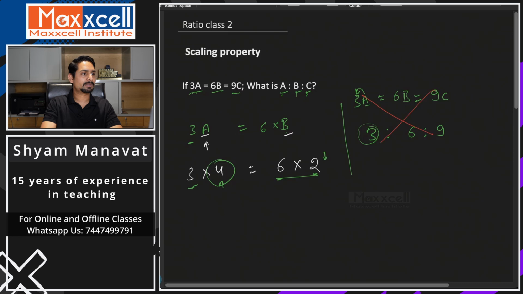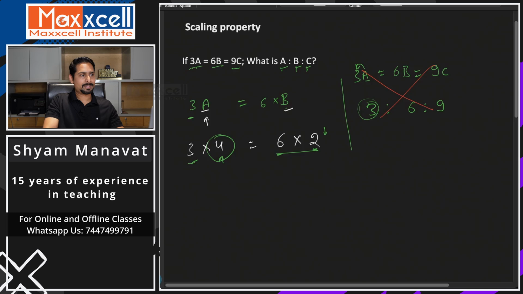So how do you do it? How do you get the ratio in this case? It's pretty simple. You assume all of them equal to another constant, another alphabet. Let's say that's equal to k. Yeah, all three of them, let's assume that that's equal to k.